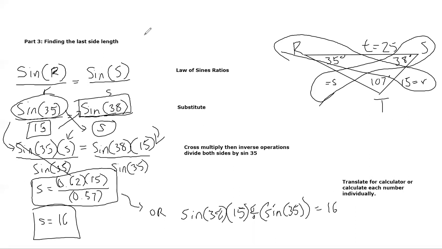Or you can translate for the calculator, right? You can just take your sine 35 divided by sine 38 times 15 divided by sine 35, put it into scientific calculator notation, and it should pop up with 16. Again, if it doesn't give you 16, try putting this into your calculator unless you have an iPhone, in which you can't. But if you have an Android or you have the decimals, try putting it exactly the way you see it right here. Copy it down in your notes.